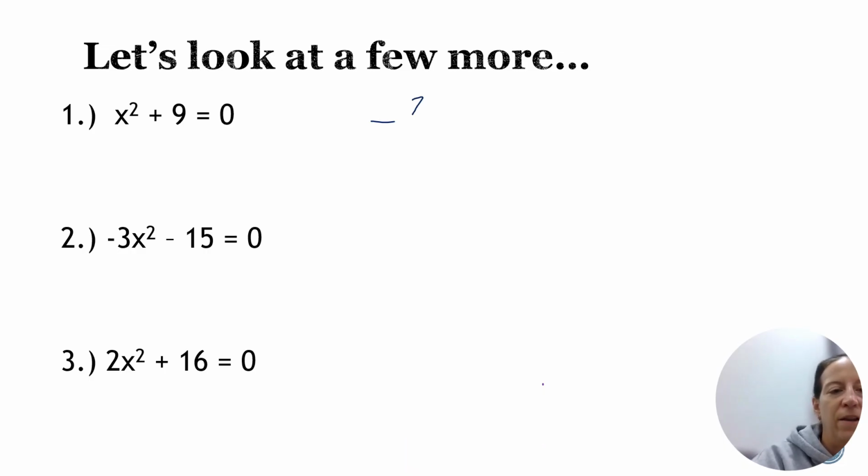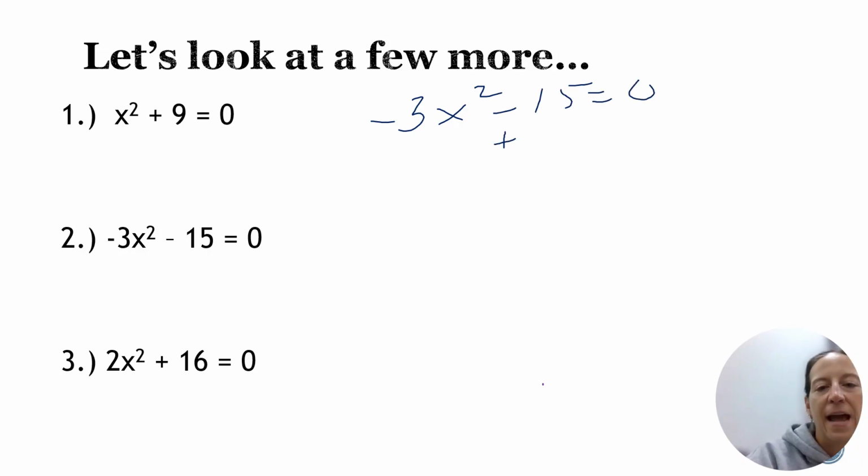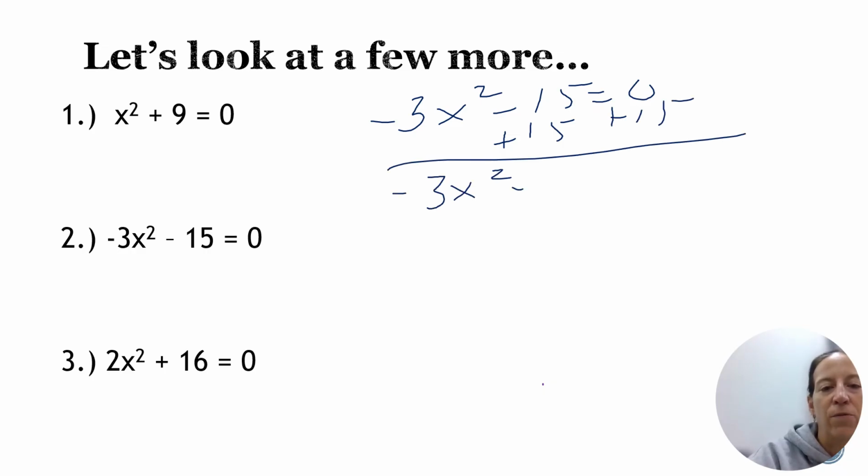We've got -3x squared minus 15 equals 0. So we're going to go ahead and add the 15 to both sides. And we get -3x squared equals 15. And divide both sides by -3. And that gives us x squared is equal to -5.